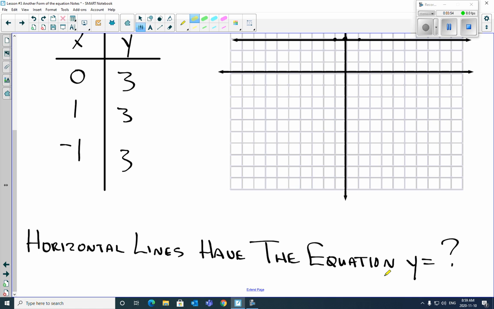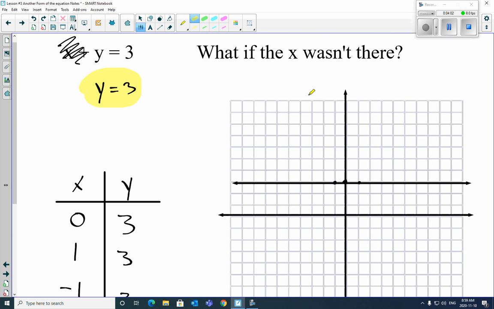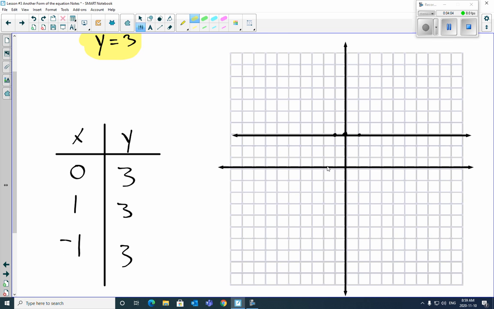So for instance, if it was y equals negative 5, you'd have a horizontal line way down at negative 5. If y was positive 10, we'd have a line way up the top at positive 10. But it's a horizontal line. That's the key there. So when it's y equals, it's a horizontal line.